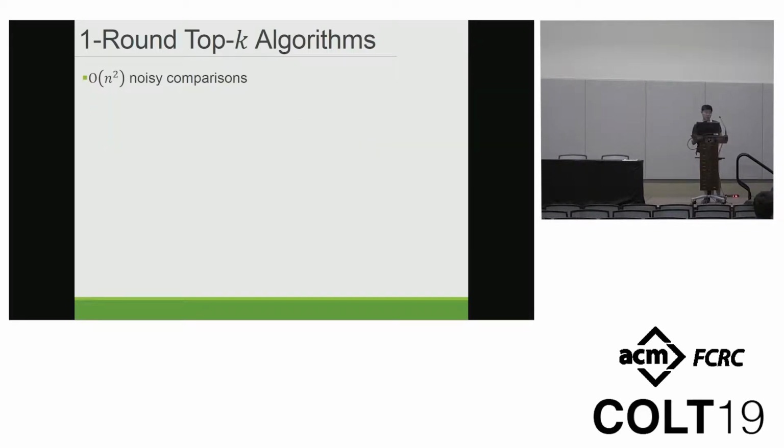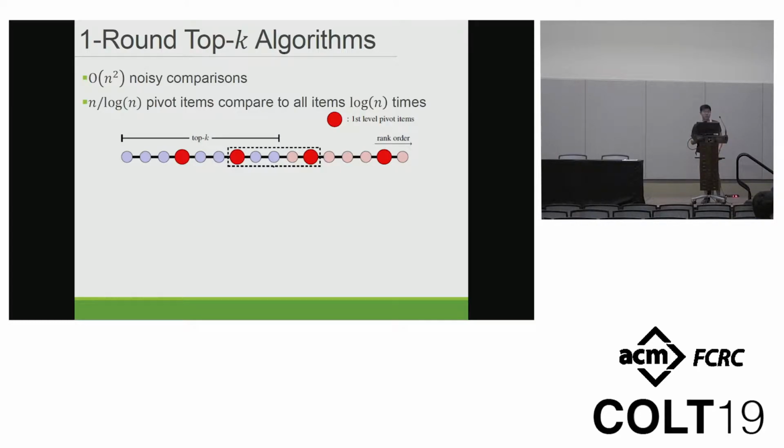And as you can see here, this sorted top k algorithm highly depends on the top k algorithm. So how do we actually find a set of top k items with only O of n squared noisy comparisons in one round? With this many comparisons, we cannot compare all pairs log n times. So again, we use pivot items. We just randomly choose n over log n pivot items and compare them to all items log n times.